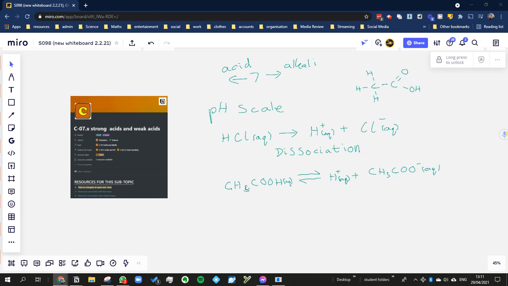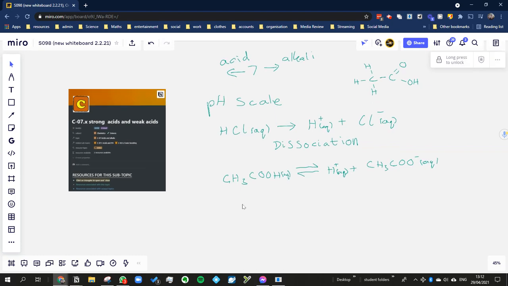So only a few of these molecules dissociate into this, whereas in the other case, basically all of them dissociate. In this case, only a few dissociate. Or, it would be more accurate to say that the equilibrium lies much more to the left. Maybe all of them will dissociate, but whilst all of them are dissociating, many of them are reassociating, or going back to the reactants. So it lies very heavily to the left in a weak acid.